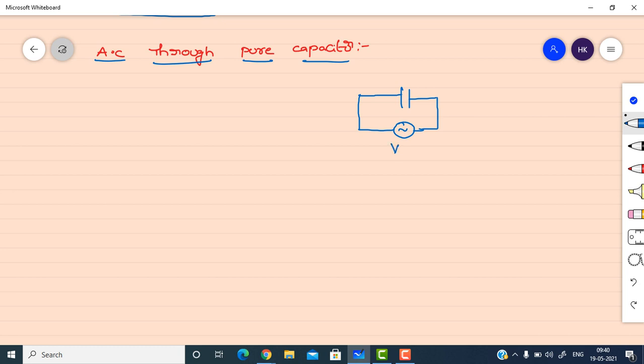So this is the alternating voltage. V is equal to Vm sin omega t, the mathematical expression for the sinusoidal voltage. And whenever we are giving alternating voltage, current will circulate in the circuit. So this current is flowing through this capacitor.